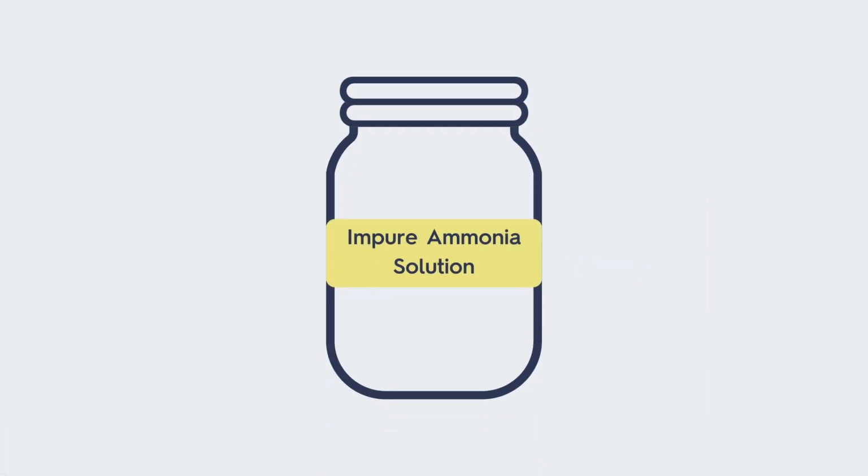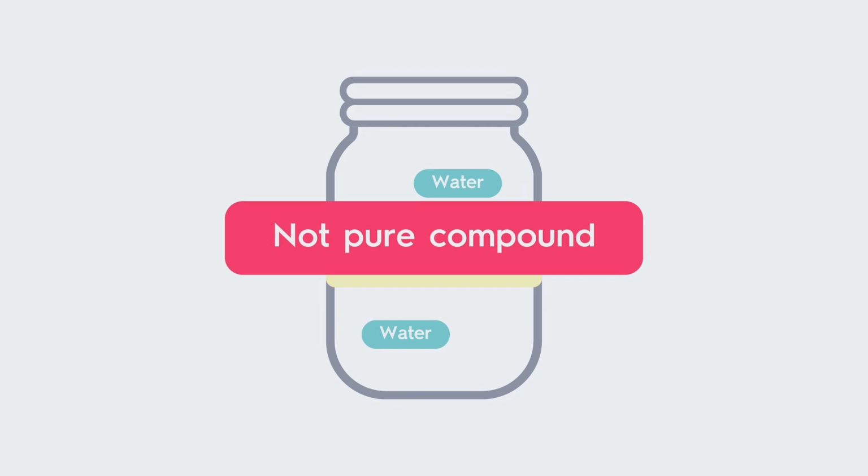Before we finish, here's a common mistake. Students sometimes forget the word pure. If your samples include water or other substances, the measured masses will not match the compound's ratio because you are no longer measuring only that compound.